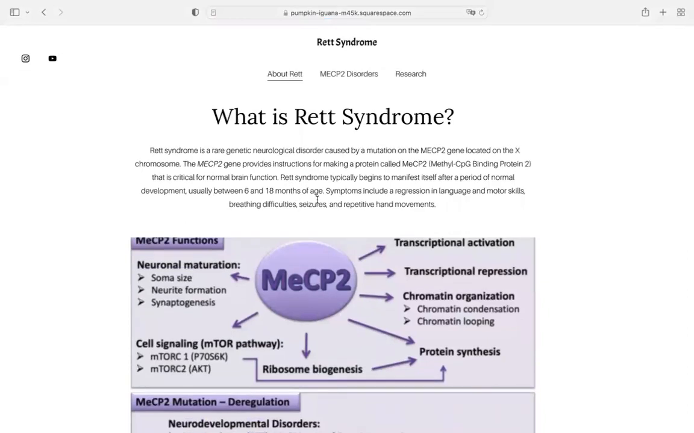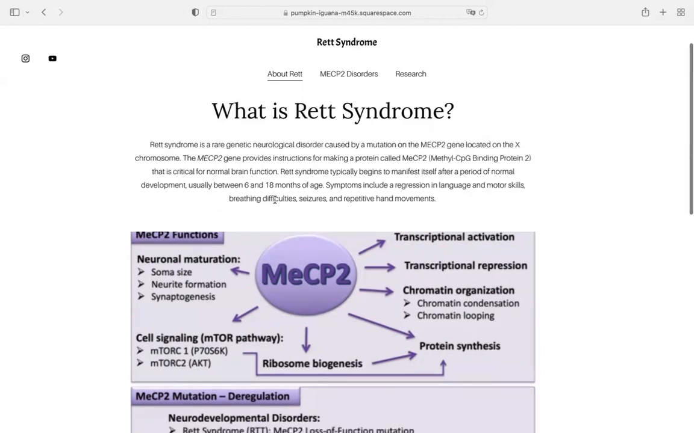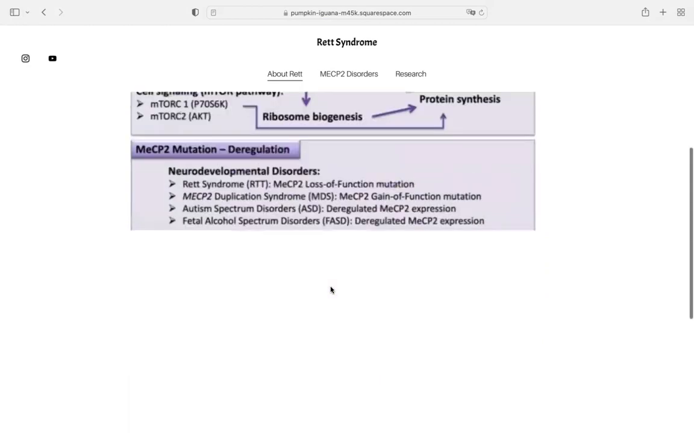Rett syndrome is a rare genetic neurological disorder caused by a mutation on the MECP2 gene located on the X chromosome. The MECP2 gene provides instruction for making a protein called methyl CpG binding protein 2 that is critical for normal brain function. So patients with Rett syndrome will typically have abnormal brain functions such as delayed language and motor skills, breathing difficulties, and seizures.